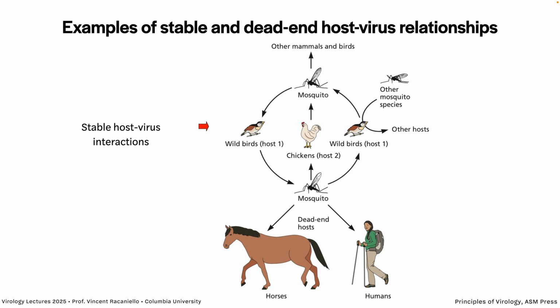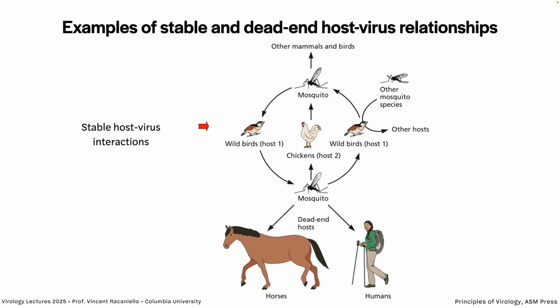Here we have a virus that is transmitted among wild birds by mosquitoes. So this mosquito has bitten a wild bird, picked up virus, and then it will bite another wild bird, and this cycle goes on and on. So that maintains the virus in the environment. And chickens can often be bitten and replicate the virus. And sometimes other mosquito species will bite an infected bird and transmit virus to a different host that it prefers. All right, so that's the stable host-virus relationship. This exists for many, many years, and both the host and the virus exist.